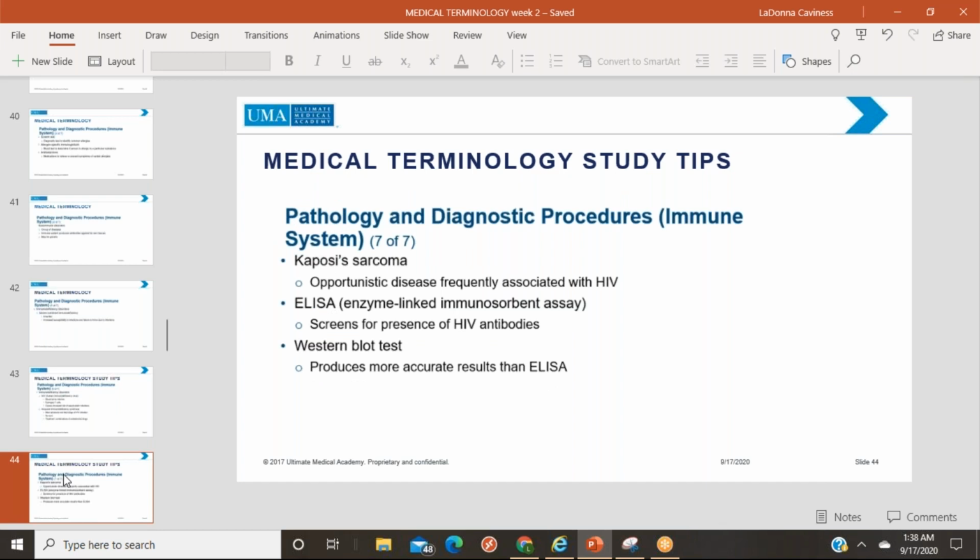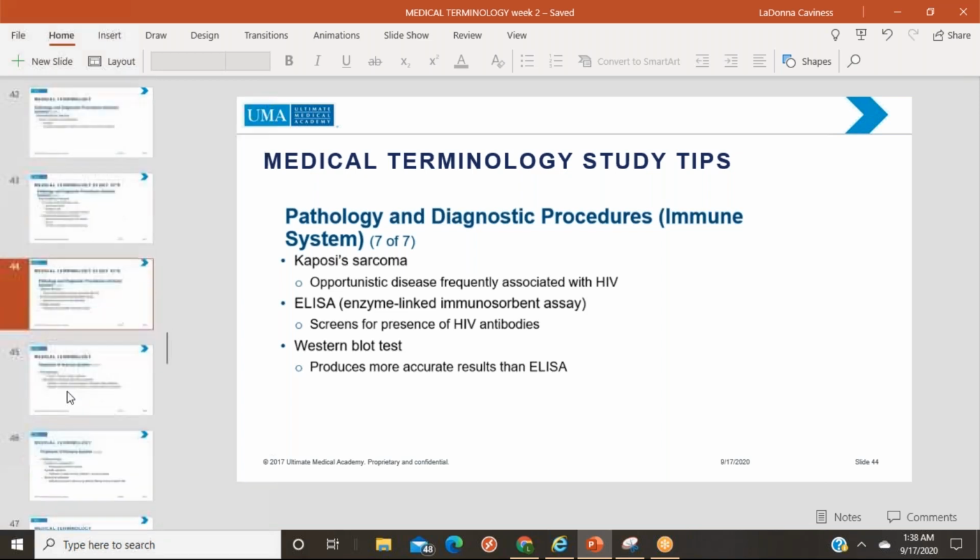Kaposi sarcoma, opportunistic disease frequently associated with HIV. ELISA, enzyme-linked immunosorbent assay. It screens for presence of HIV antibodies. Western blot test. It produces more accurate results than ELISA.